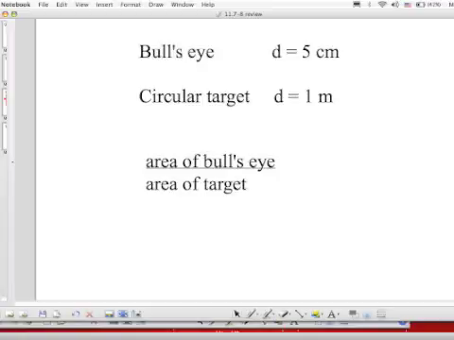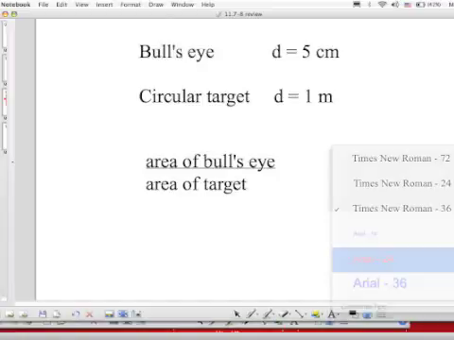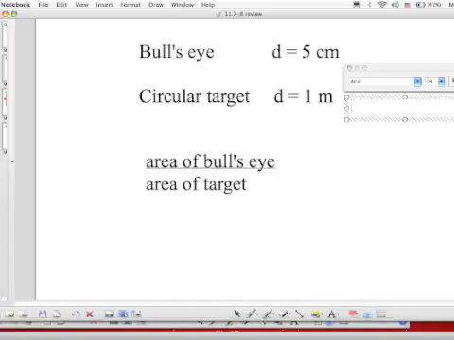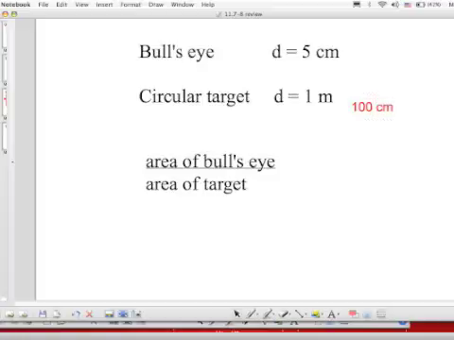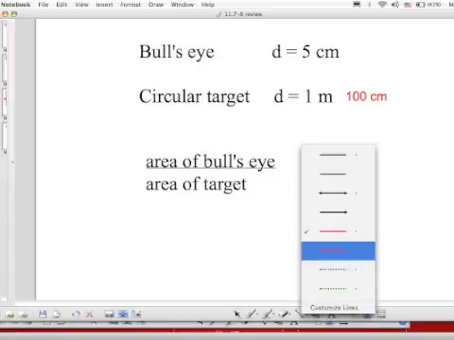Alright, well the bullseye is a circle and so is the target, so it's pi r squared divided by pi r squared. But there's a problem. One's in centimeters, one's in meters. So the first thing that you will need to do is convert. And it's much easier to convert meters to centimeters. So the diameter of the circular target is 100 centimeters.